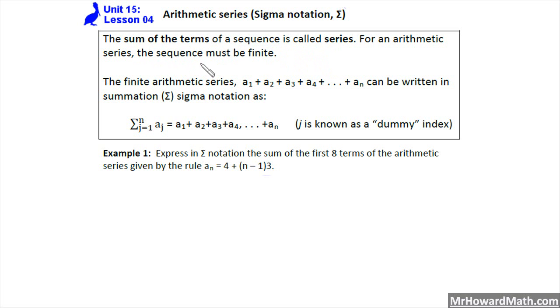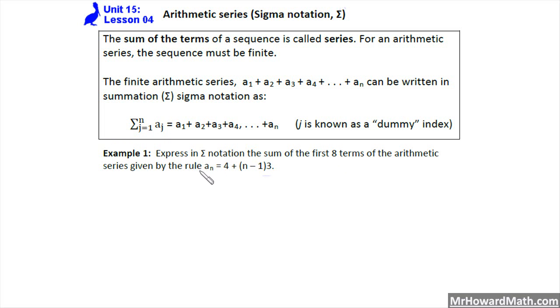For an arithmetic series, the sequence must be finite. So it says the finite arithmetic series, so term a sub 1 plus a sub 2 plus a sub 3, etc., can be written in summation sigma notation as follows. Normally you'll see the n above and the j equals 1 below, and this is the way that we can use that sigma value there. I think just the way they formatted the text here, it's got it side by side, but technically it should be above and below.